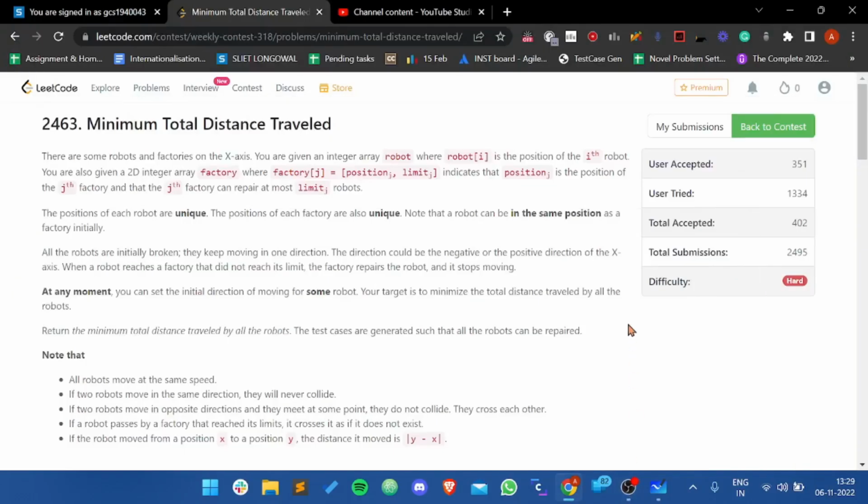So today I will be solving the last problem of LeetCode Weekly Contest 318. The problem name is Minimum Total Distance Traveled.